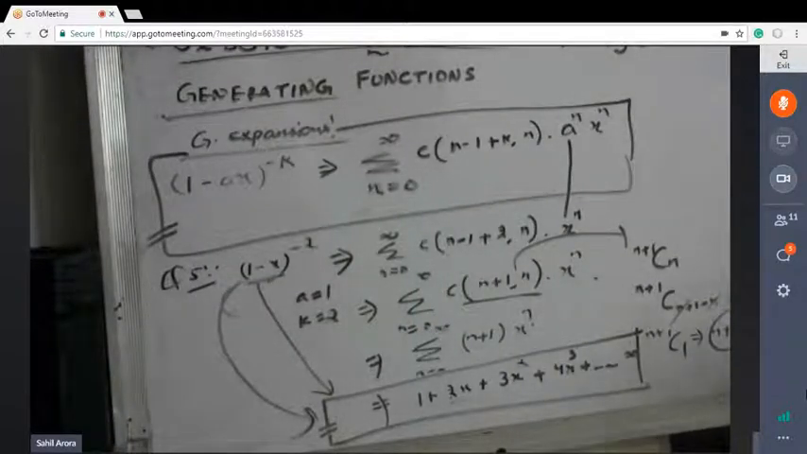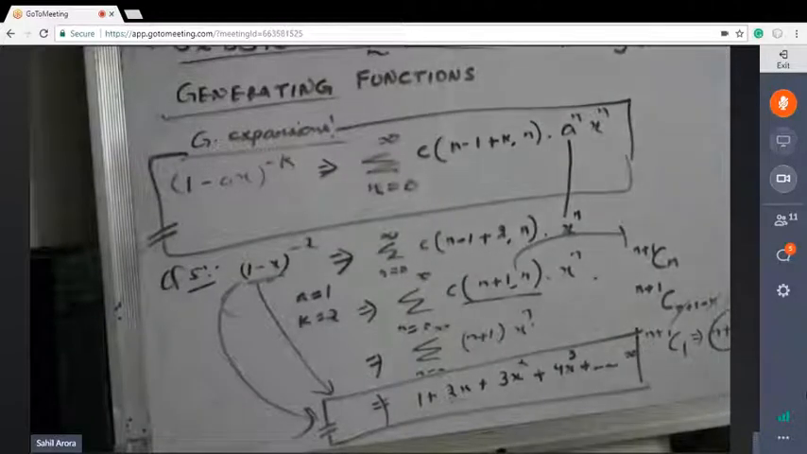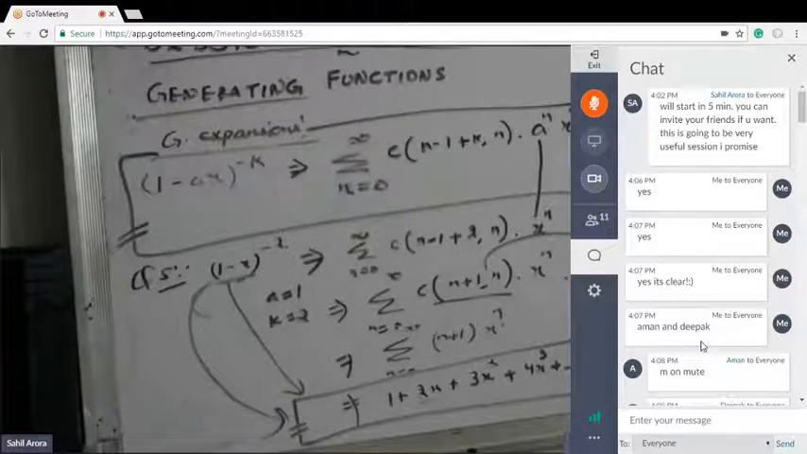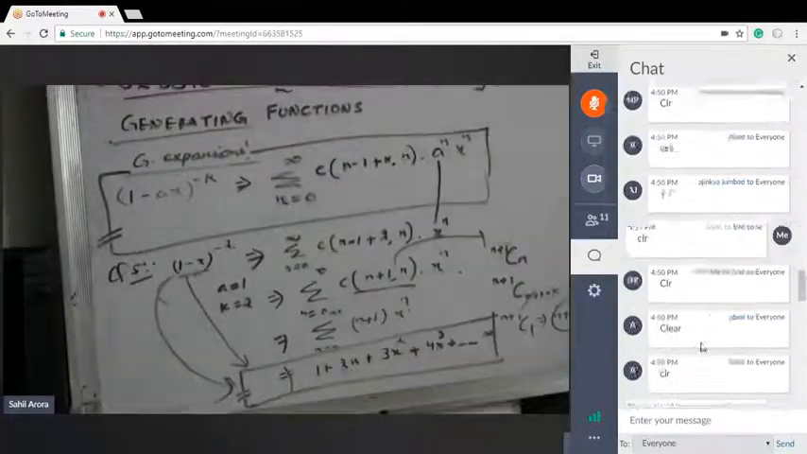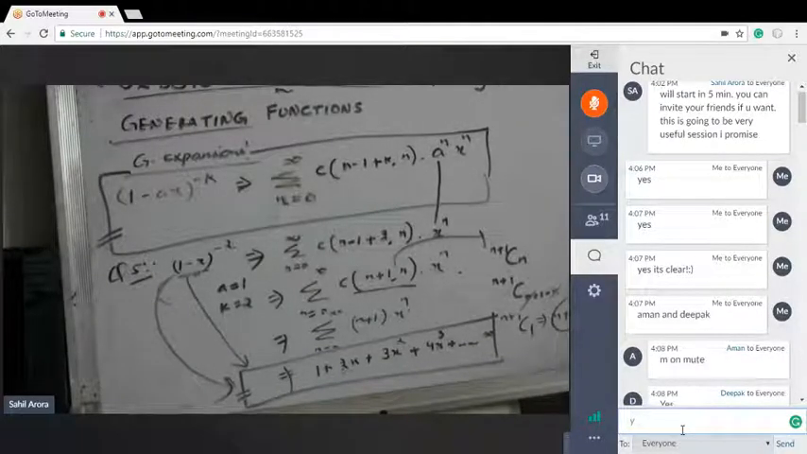So I think this is clear. If it is clear, please write in the chat window, because you won't find this concept anywhere; it comes from practice. I'm telling you all this. If it is clear, write in the chat window so that I can discuss more parts.